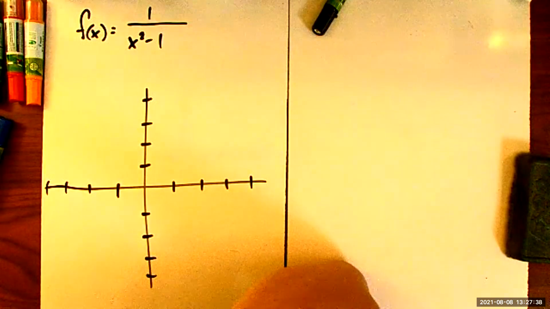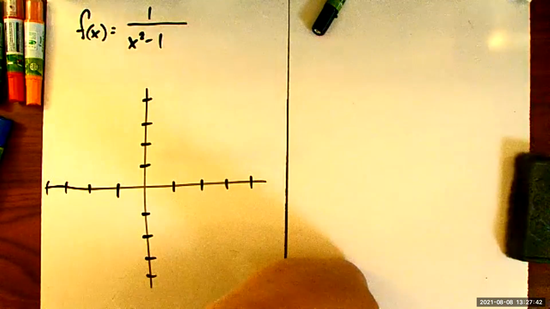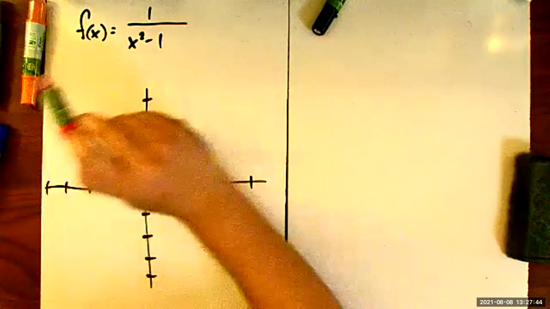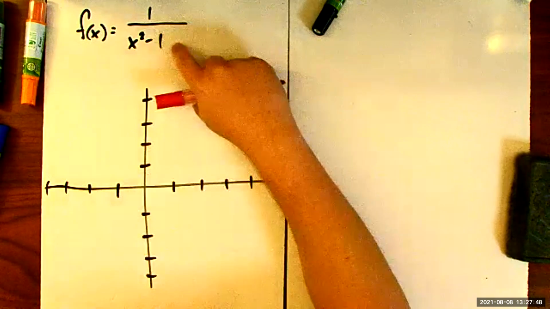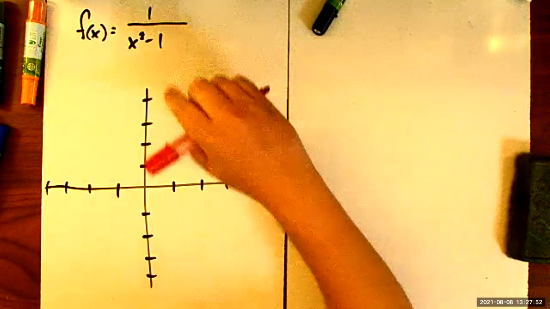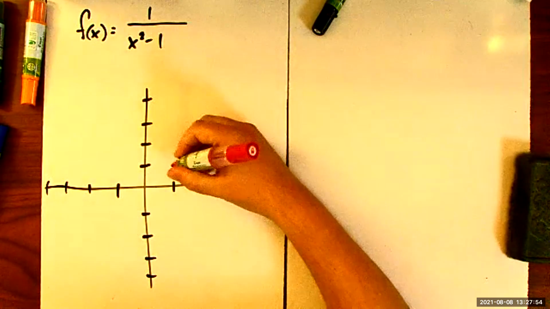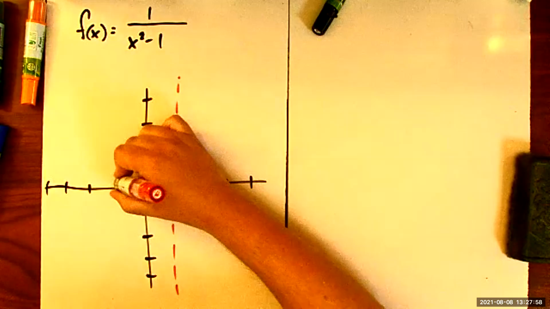When we graph this, it might help to think about where the asymptotes are and then plug in some values. So in this case, looking at this, our denominator is going to have a 0 at 1 and at -1. That tells us that we're going to have vertical asymptotes at 1 and at -1.